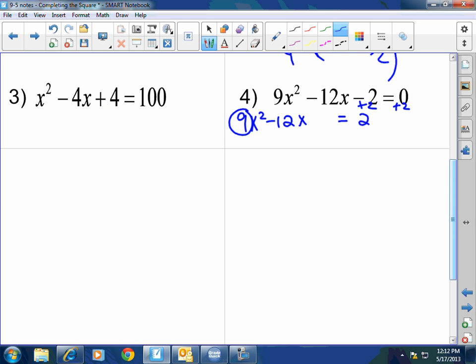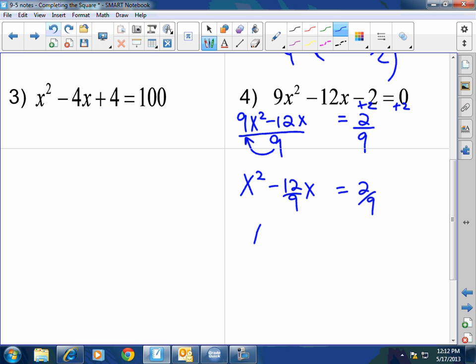No, that's not... Did I say divide by the GCF, or did I say divide by the A? I said divide by the A, correct? So you're going to divide 9 to both sides. 9x squared divided by 9 is x squared, minus 12 ninths x equals 2 ninths. Let's reduce. This is x squared minus 4 thirds x equals 2 ninths.